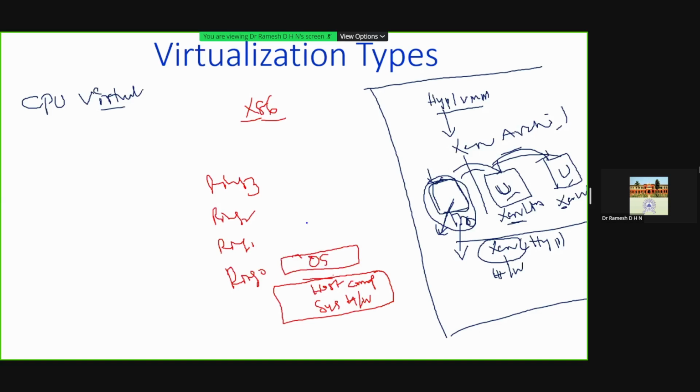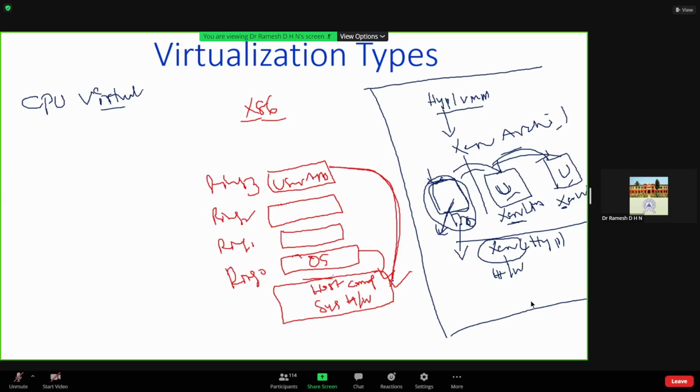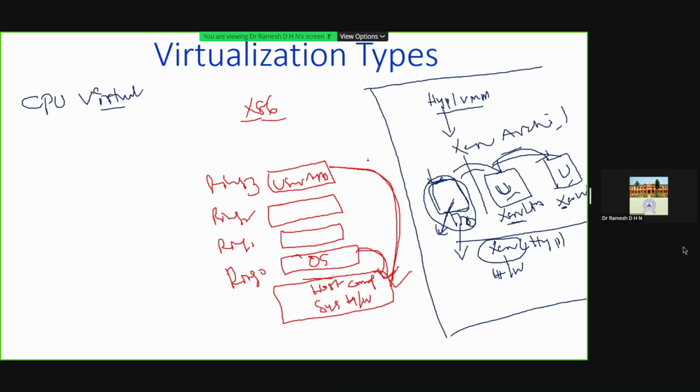Okay, and I'm not naming ring 1 now, and I'm also not naming ring 2. Now ring 3 is user apps, which represents the user applications. Simple. So there is a possibility that the operating system communicates with the host computer system hardware, and user applications can communicate with the same. This is called direct execution of the user and OS request. This is the direct execution of the user and operating system request.